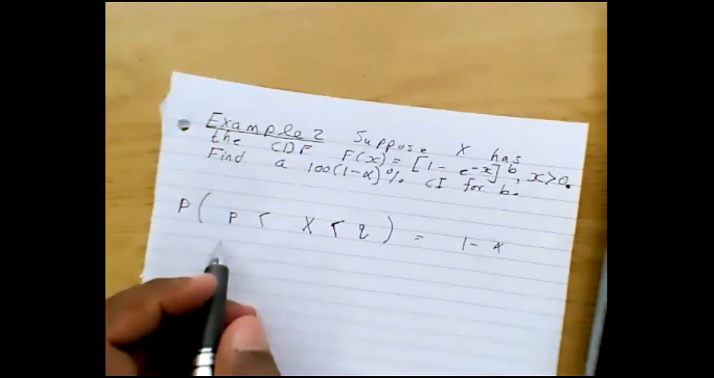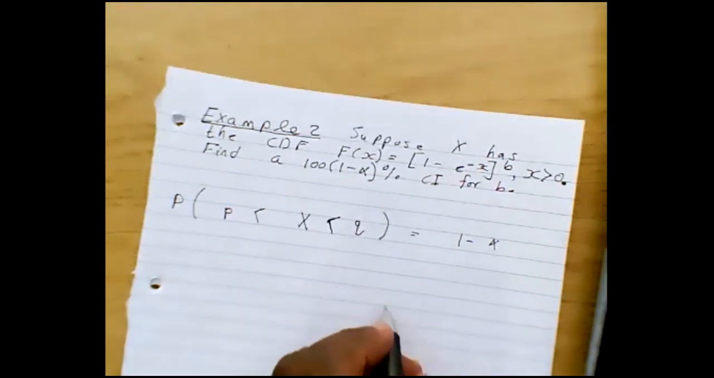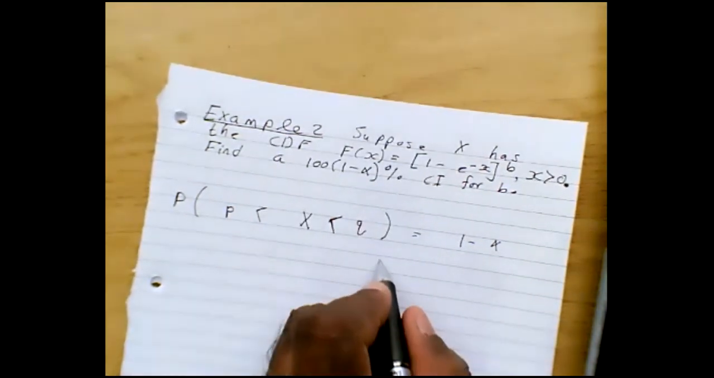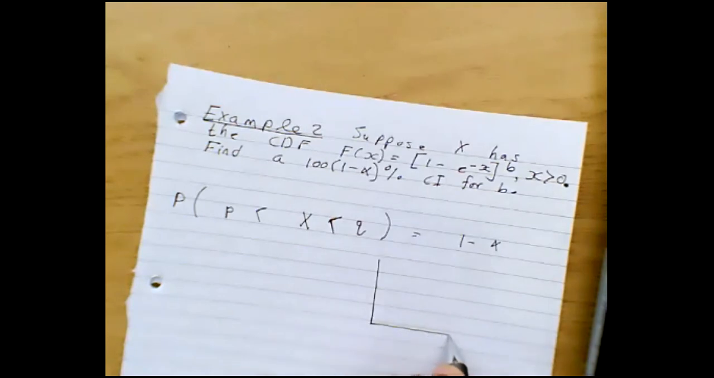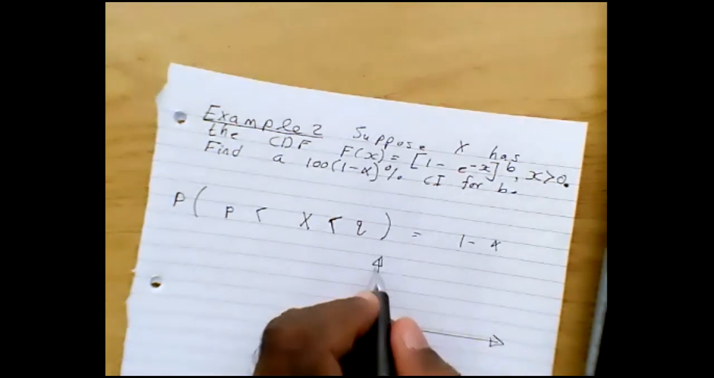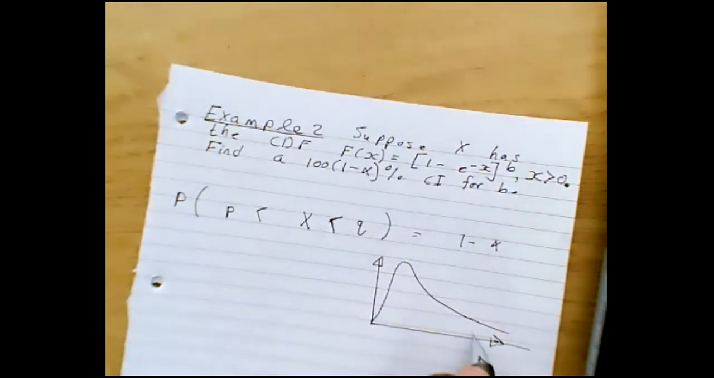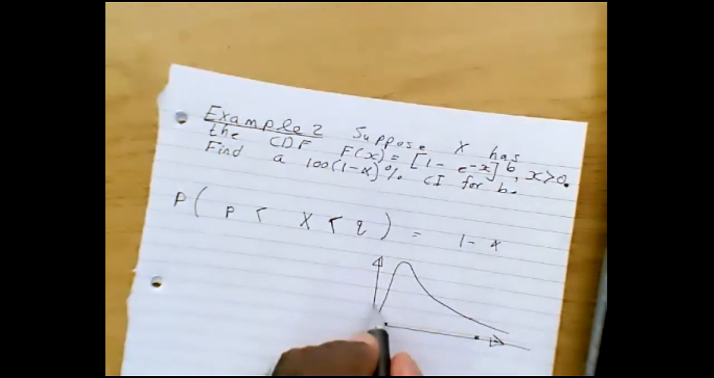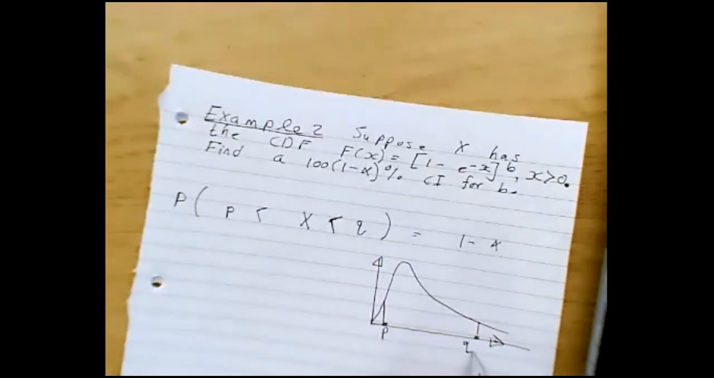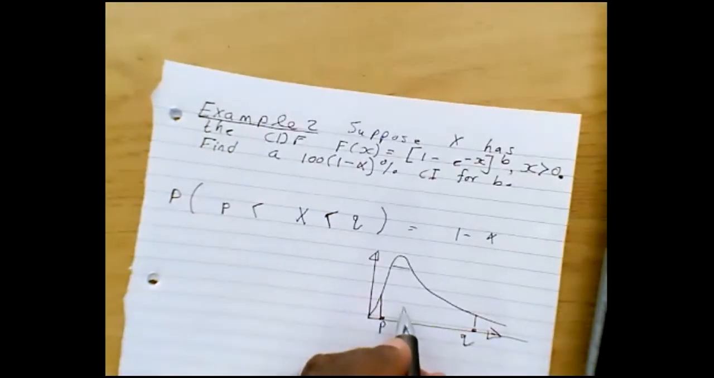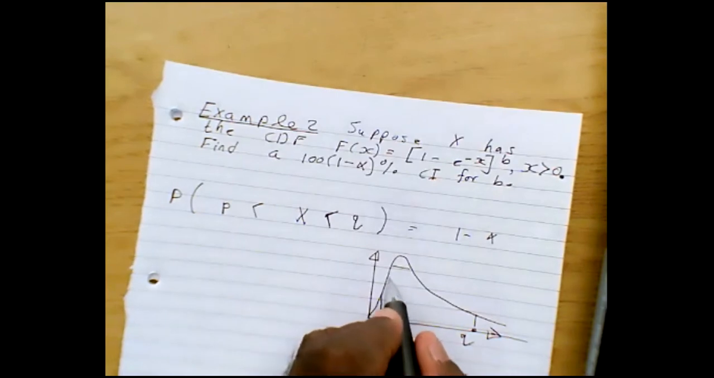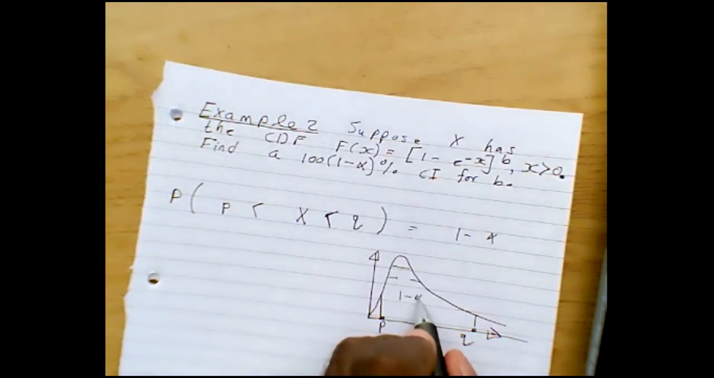Now, suppose one way to determine these numbers is as follows. Okay, suppose the density looks like this. So you want two numbers, P and Q, so this is your P, this is your Q, so that the area between these two is 1 minus alpha.